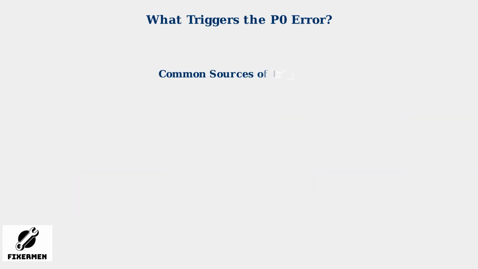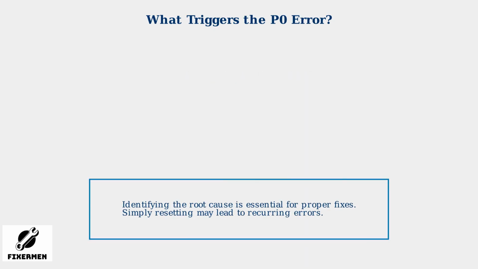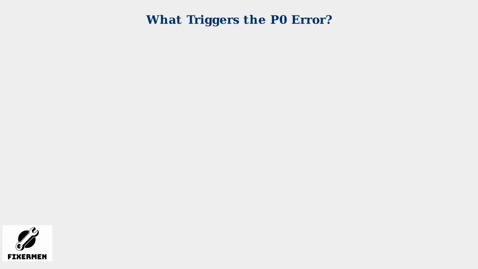These conditions can arise from loose wiring, failing capacitors within the IPM, or power surges impacting the system. Identifying the root cause is essential for a proper fix, as simply resetting the system without addressing the underlying issue may lead to recurring errors and potential long-term damage.